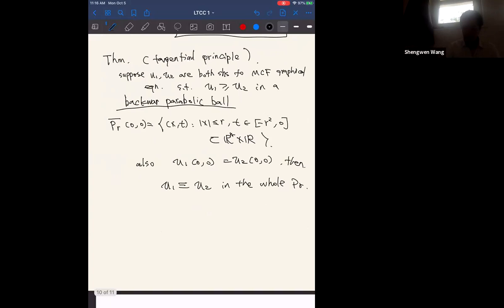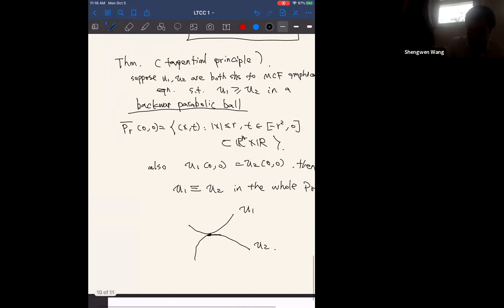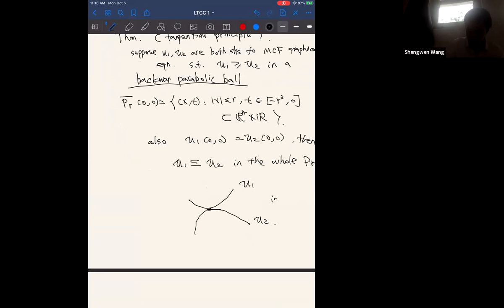Let me draw a picture, which is impossible for mean curvature flow. Say U1 and U2. They cannot touch like this, tangential to each other, with one entirely lying on one side of the other at an interior space-time point. This is what the tangential principle says.